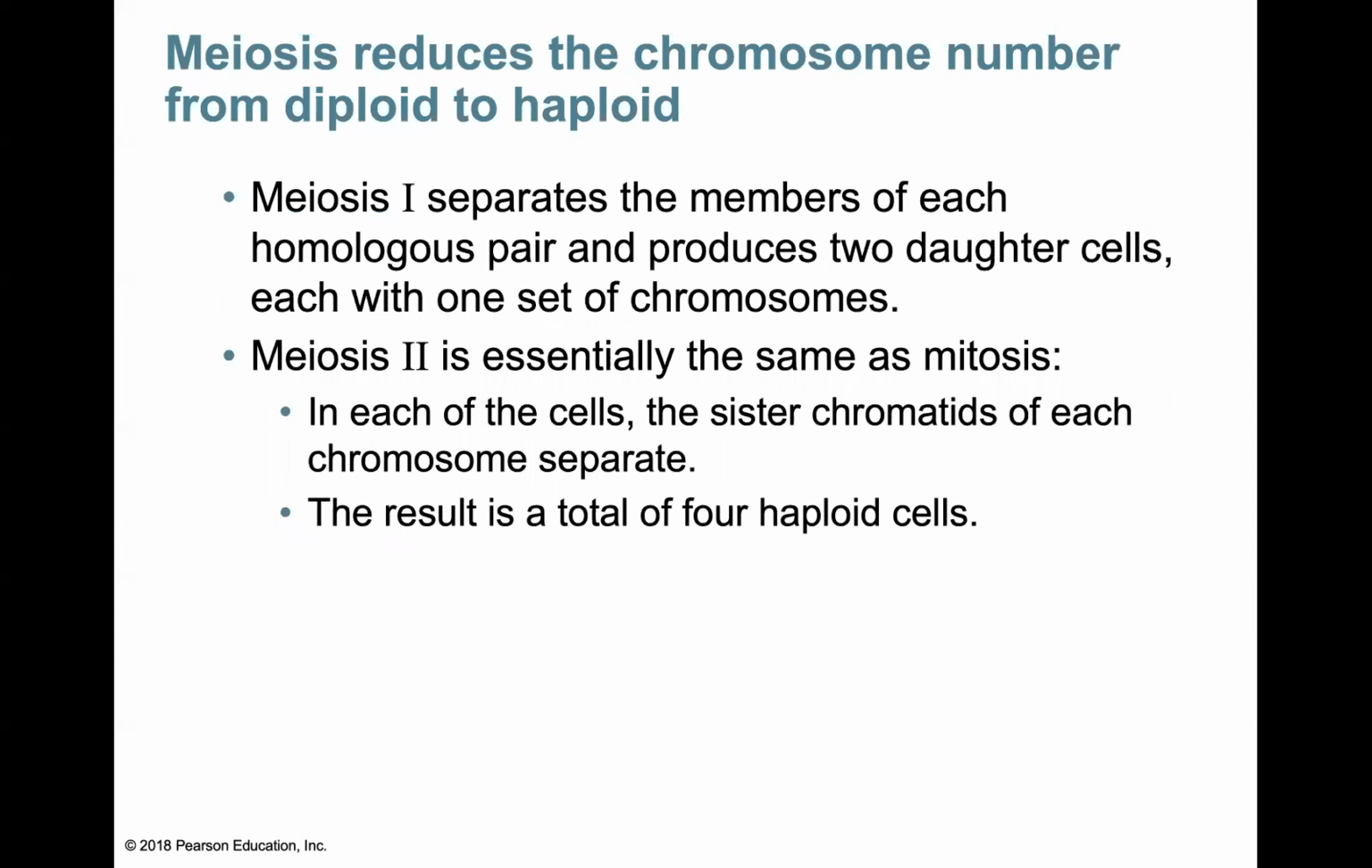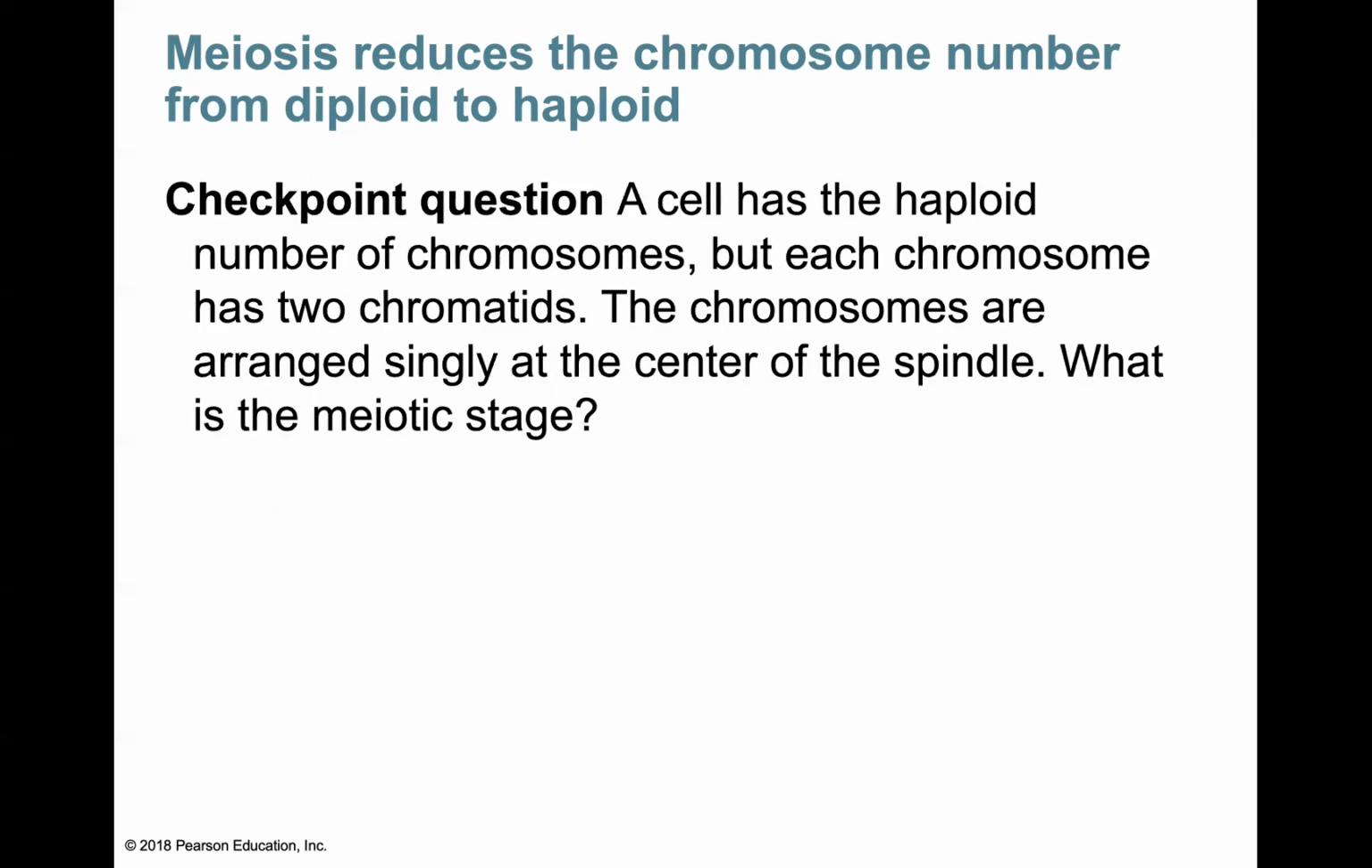And so meiosis 1 separates the members of each homologous pair and produces 2 daughter cells, each with 1 set of chromosomes. And then we go through another round of division, where meiosis 2 is essentially the same as mitosis. In each of these cells, the sister chromatids of each chromosome will separate, and it's going to result in a total of 4 haploid cells. So meiosis, we said, reduces the chromosome number from diploid to haploid.